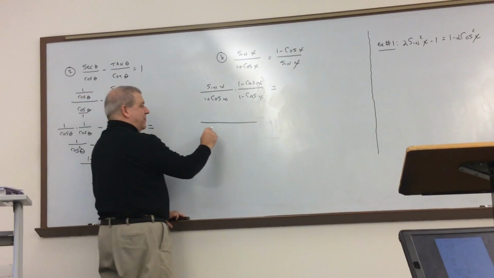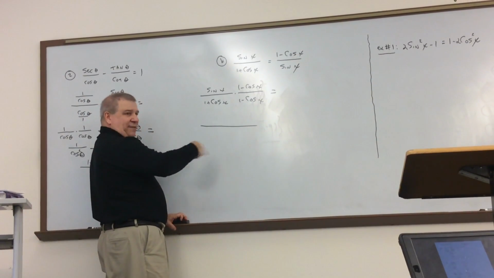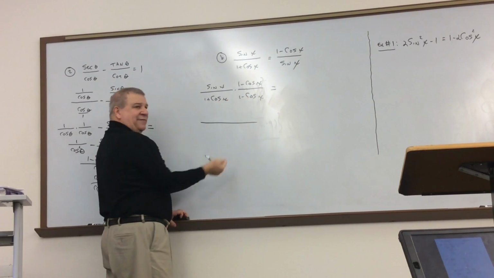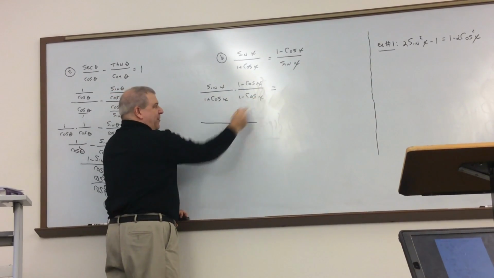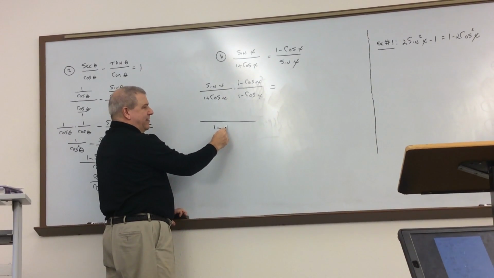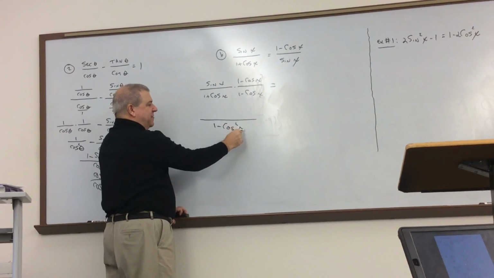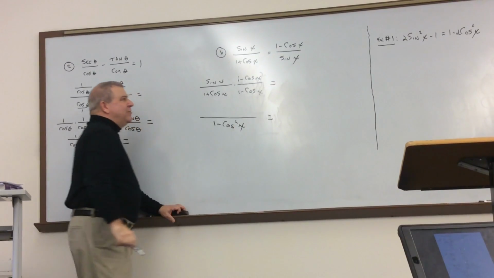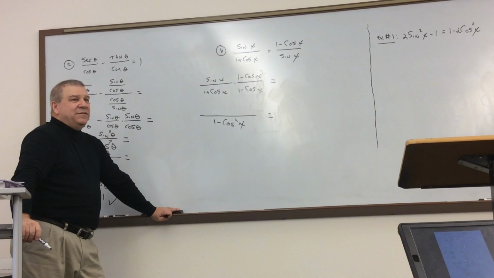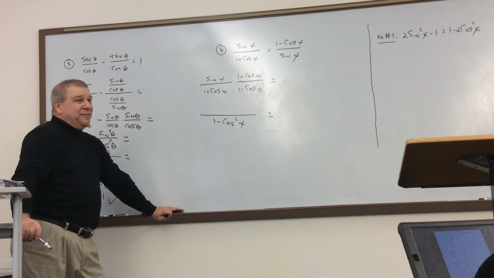Nathan? Sine squared x. But first, what is it before you get to that? Isn't this multiply first and last? Yeah. So if you multiply first and last on the bottom, you would get 1 minus cosine squared of x. What about the top? Do you want to distribute?